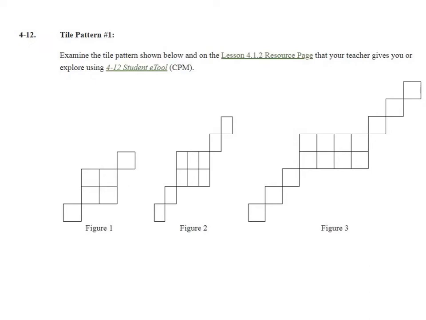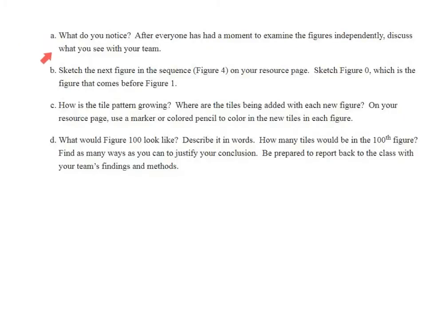Let's take a look at what some of the questions are to help us out here. Question A for 4-12 says, what do you notice? After everyone has had a moment to examine the figures independently, discuss what you see with your team. B says, sketch the next figure in the sequence, which would be figure 4 on your resource page or in the e-tool or on paper. And then you will sketch figure 0, which comes before figure 1.